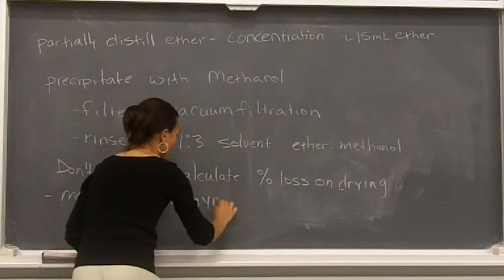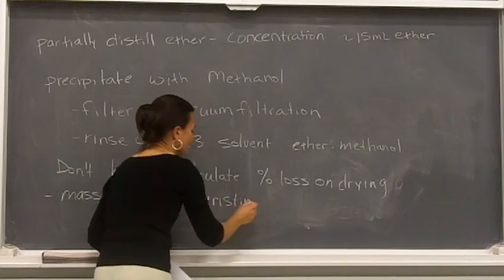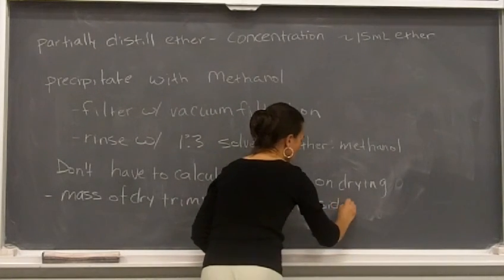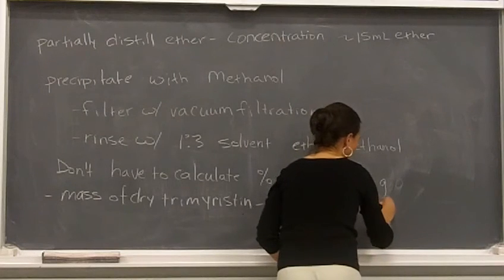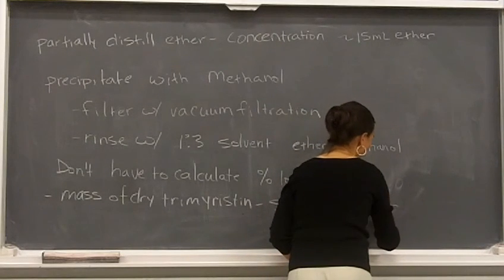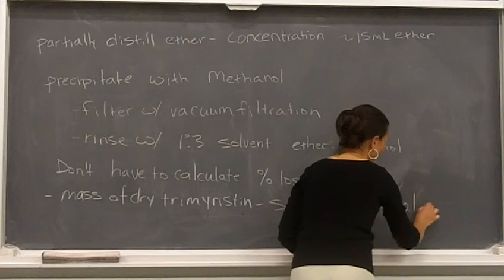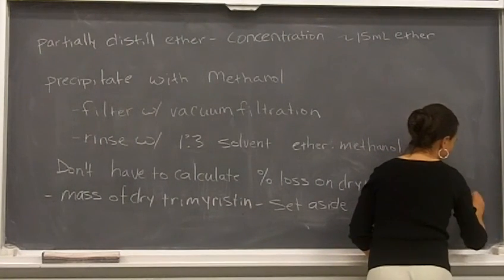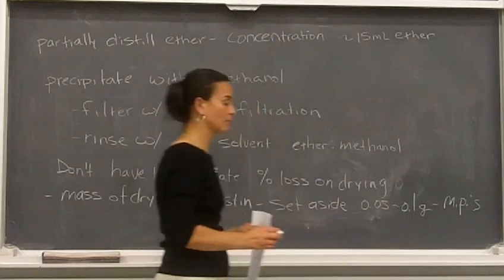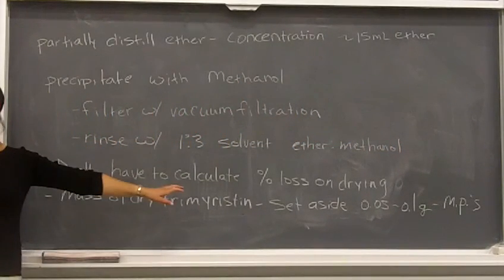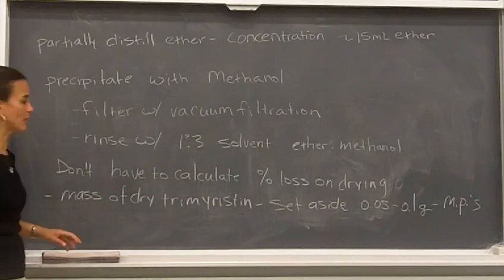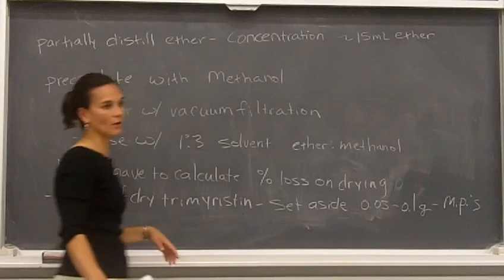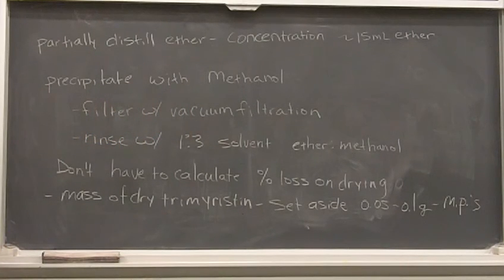The other thing you will want to do is set aside about 0.05 to, depending on how much you have, 0.1 grams. We need that for calculating melting points at the end of the experiment. Okay? So you need the mass of all of the dry trimeristin, and then we need to set aside about 0.05 to 0.1 grams for calculating the melting points. All right?